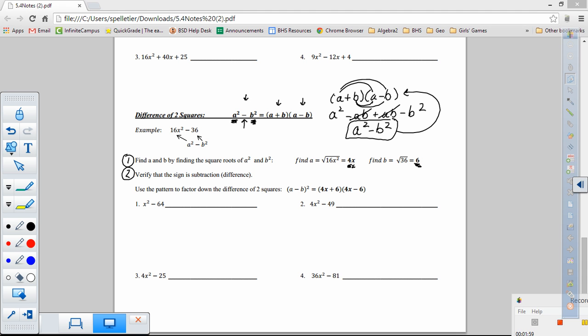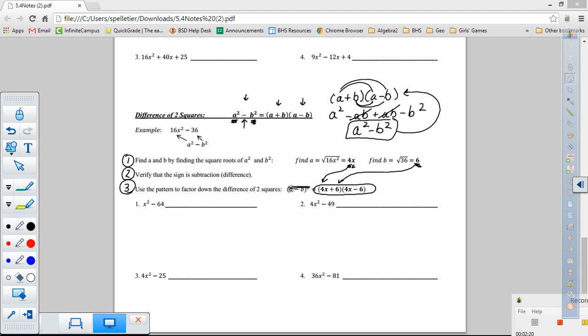And then you break it down using the pattern. So a plus 6 and a minus 6. And then this would be your answer: 4x plus 6 and 4x minus 6. A plus b times a minus b. Okay? So you factor down the difference of two perfect squares.